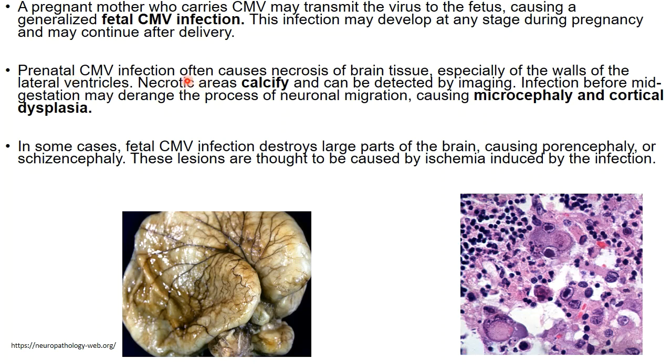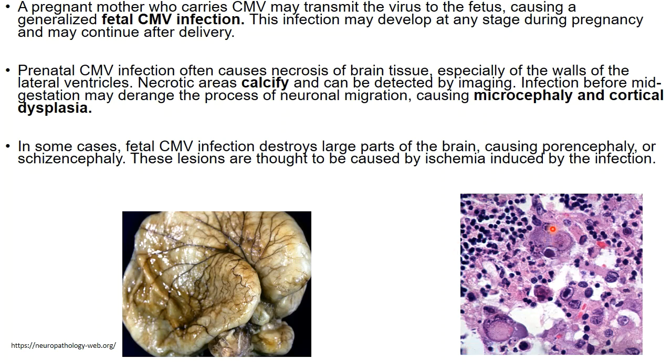Necrotic areas often calcify, so calcification may be captured on imaging. In addition, infection before mid-gestation may derange the process of neuronal migration, causing a characteristic microcephaly and cortical dysplasia. Note, cortical dysplasias often result in characteristic epilepsy. In some cases, fetal CMV infection destroys larger parts of the brain, causing a characteristic porencephaly and schizencephaly. These lesions are thought to be caused by ischemia induced by the infection.